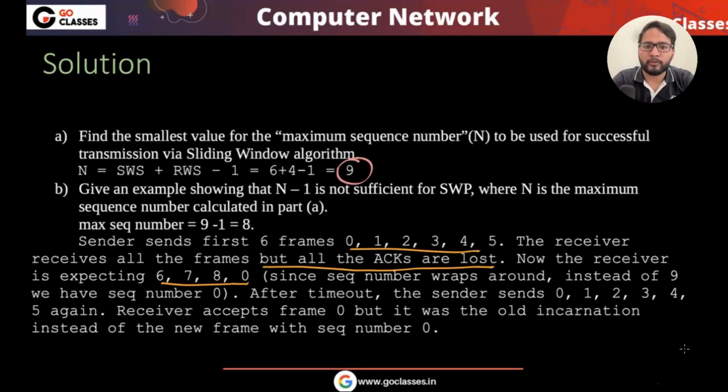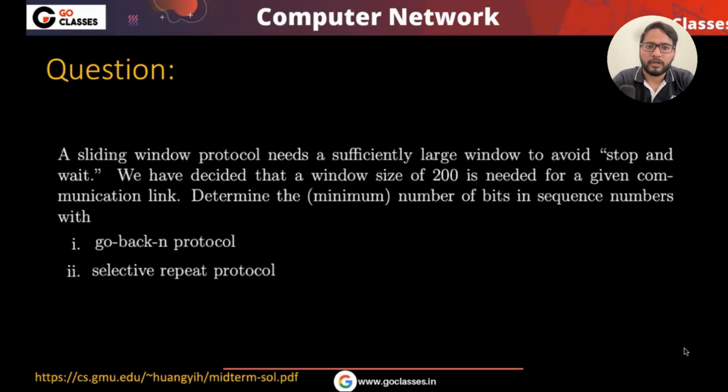Okay. Understood this question? Should I move to the next question? Okay. So now let's just solve this question. Now, what they're saying, the sliding window protocol needs a sufficiently large window to avoid stop and wait. Okay, we have decided that a window size of 200 is needed for the given communication link. Determine the number of bits in the sequence number.